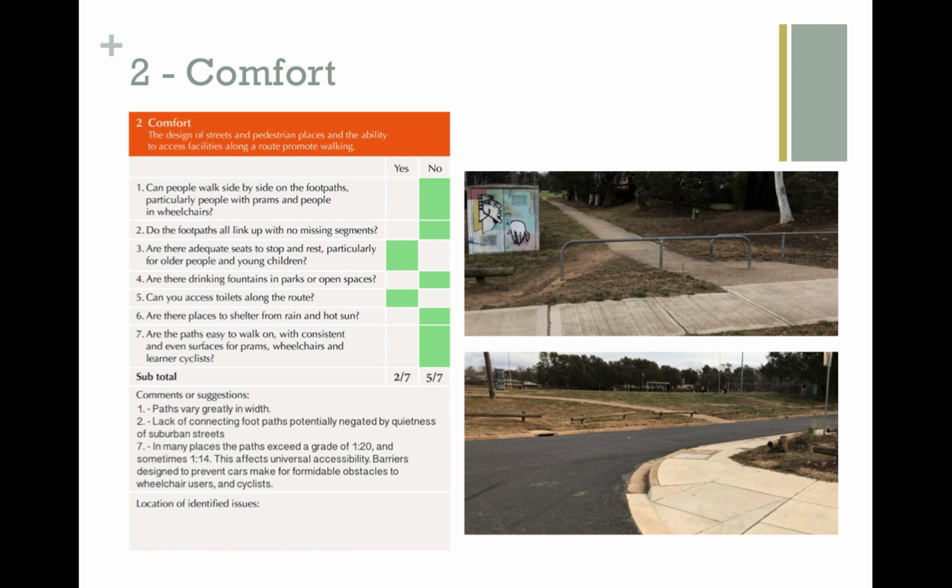For most able-bodied commuters of this space, the negatives accumulated between numbers 1 and 6 aren't too detrimental to the comfort of the walk, particularly given the commute's short distance. It is number 7, however, that arguably causes the most discomfort. A consistent surface for prams, wheelchairs, and learner cyclists is most certainly broken by instances of car barriers and very steep grading, as seen in the images to the right.